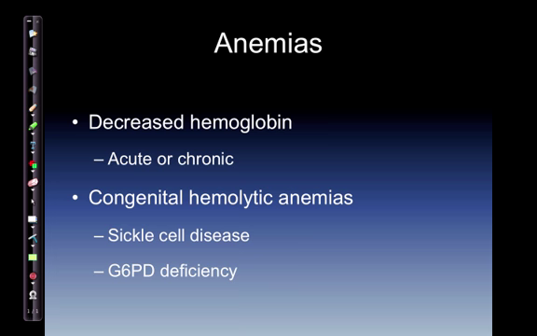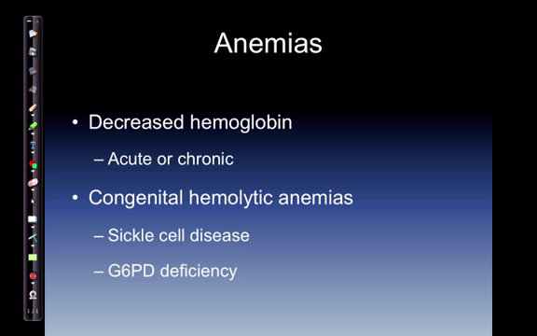Anemias, decreased hemoglobin, whether it be acute or chronic. Chronic anemia is due to a variety of causes: nutrient deficiency, chronic gastrointestinal bleeding, and heavy menses are the three most common causes. Acute anemia occurs as a result of either acute blood loss or acute red blood cell destruction.